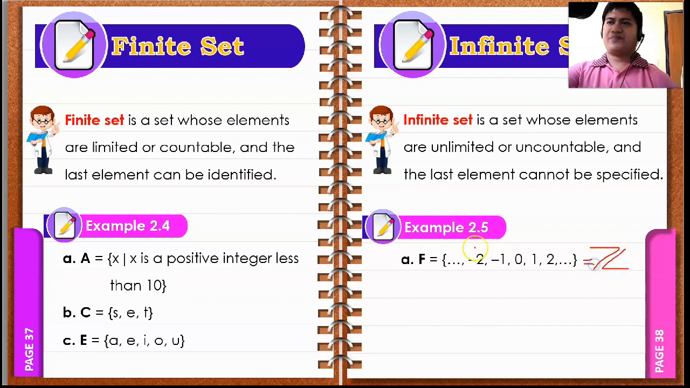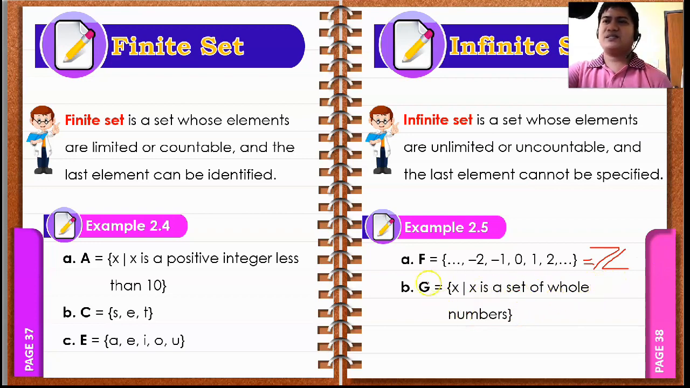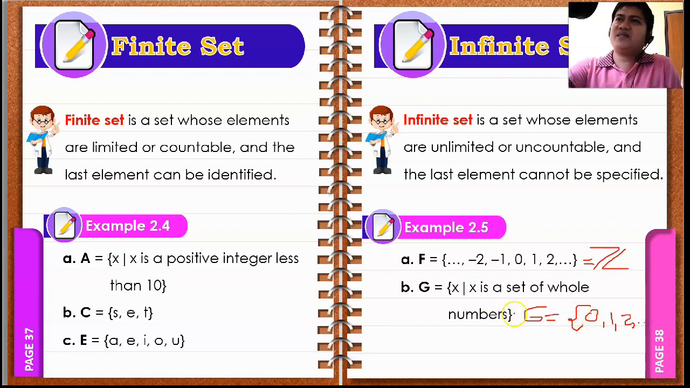Next, we have G equal to the set of all x such that x is a whole number. This time, this is using the rule method. Letter A was using the roster method. This is also an infinite set because for the set of whole numbers, we don't know what the last element is. We cannot specify the last element. We can start with 0, 1, 2, and so on. We can list some, but we cannot list everything because it's unlimited. Therefore, this is uncountable, and this is an example of an infinite set.